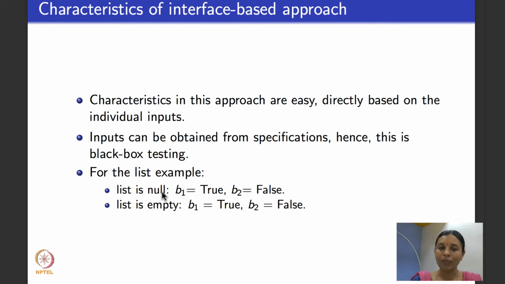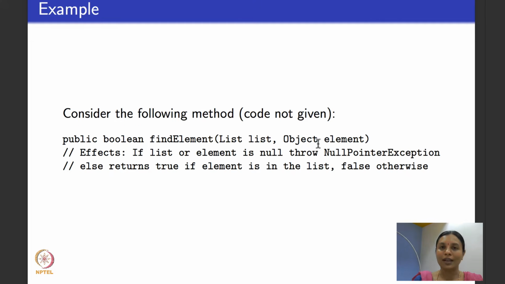Is the list null? The answer will be true if it is null, false if it is not null. And then, is the list empty? The answer will be true or false. You could go ahead and write a few more things. Is the element present in the list? But when we talk about whether the element is present in the list, we are not considering the interface-based approach. Please remember that the interface-based approach considers each input parameter in isolation. For this program, there are two inputs, a list and an element.